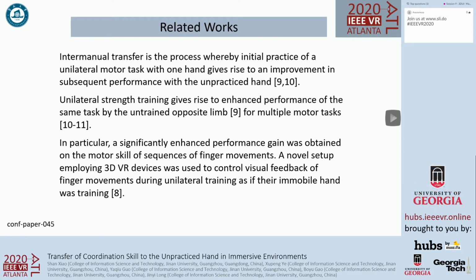Unilateral strength training gives rise to enhanced performance of the same task by the untrained opposite limb for multiple motor tasks.